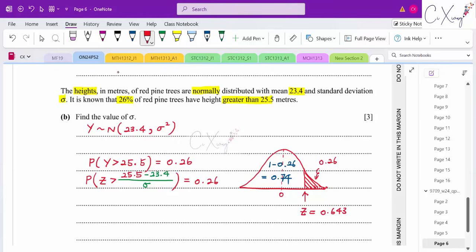And it should be a positive value because from the diagram, the Z is on the right hand side of 0, after the 0. So it should be positive. If the Z is here, then it should be a negative value. Okay, so this is a positive value here.